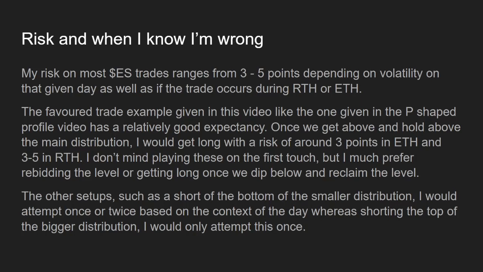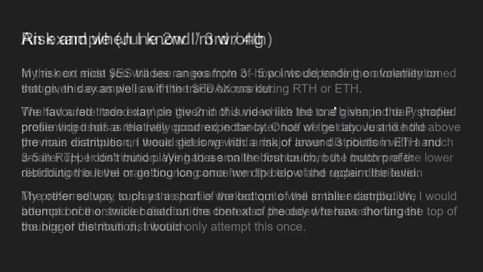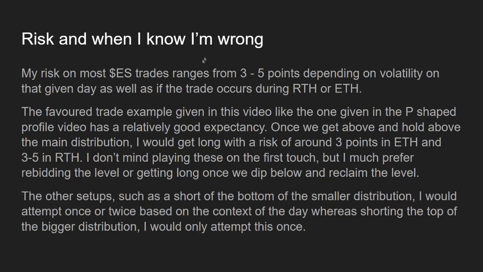The favored trade example in this video, let me just show you guys an example. I'm talking about when I would want to get long above 3666. That specific trade setup has a decent expectancy. Once we get above and hold above the main distribution, I would get long with a risk of around 3 points in extended trading hours and 3 to 5 points in regular trading hours.